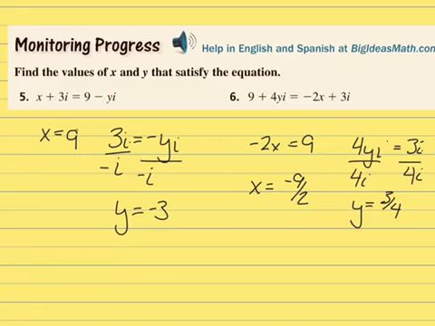Same thing over in number 6. Fraction answers are okay. Don't worry about switching them over to decimals. I'll accept either or, but you don't need to waste your time with a calculator. Negative 9/2 and 3/4 are just fine.